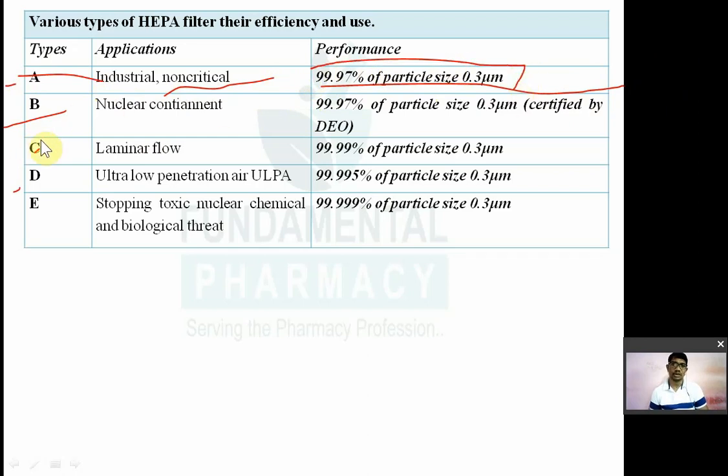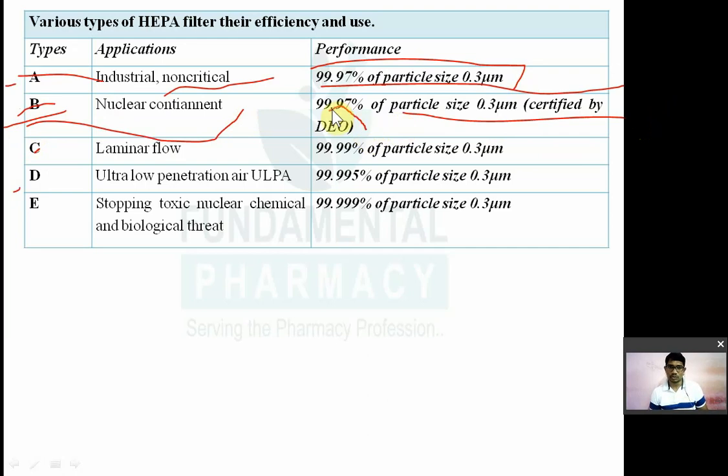Now class B, also known as type B HEPA filters, they are used for nuclear contaminant. So they have an efficiency of 99.97%, removing 0.3 micron particles. They are certified by DEO. You can check later what that is.